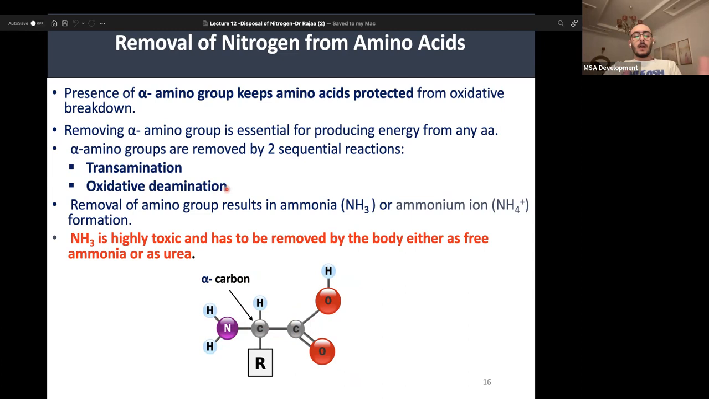This is how you break down the ammonium group, or remove the amino group and get rid of it through those two reactions. Again, here, look, the doctor has written it in red color. NH3, which is ammonium, is highly toxic and has to be removed by the body either as free ammonia or as urea. You will see now that most of the ammonia in our body is excreted as urea. However, some of it, or a chunk of it, is excreted as ammonia itself. Most of it is excreted as urea, and some of it is excreted as ammonia.